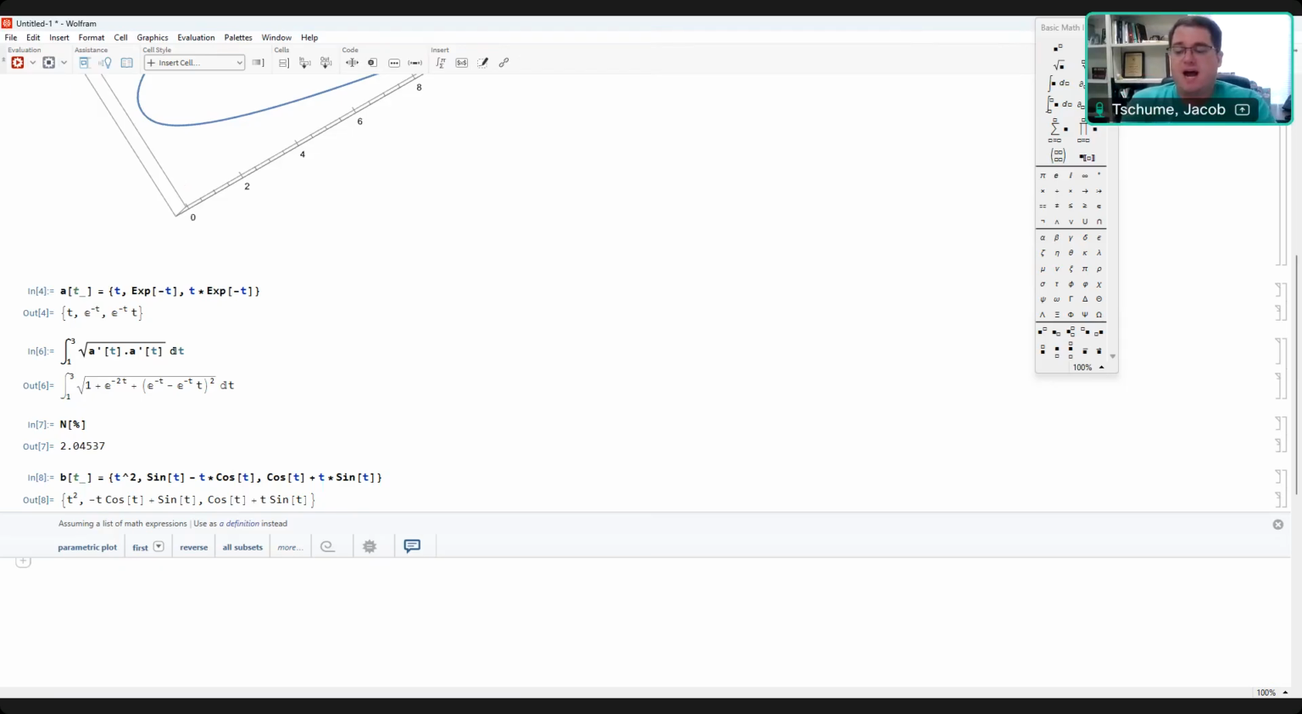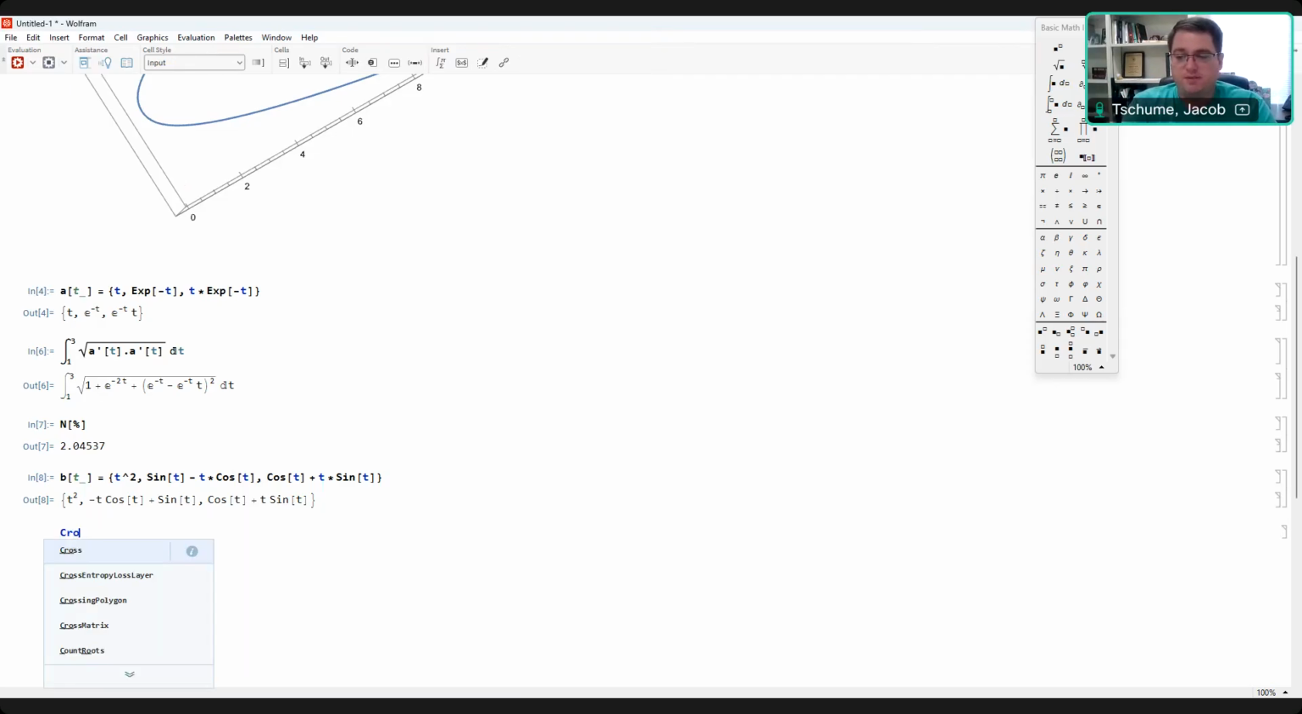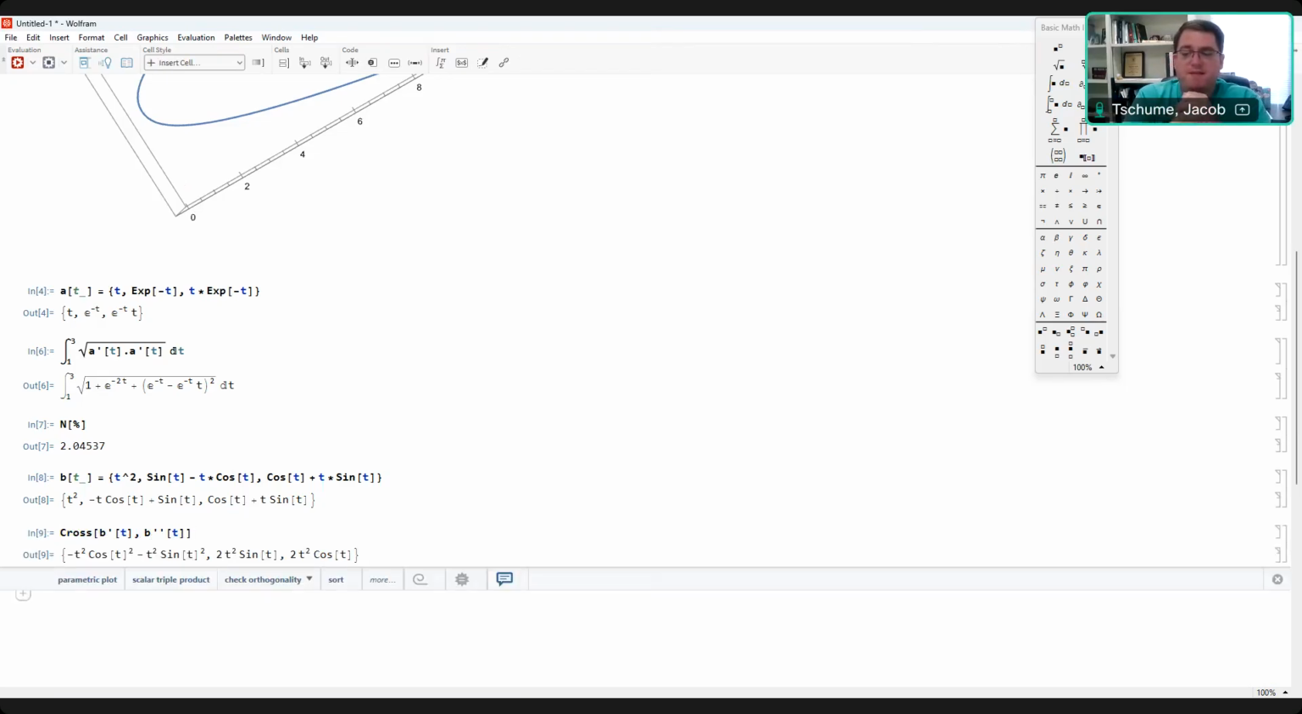For example, I want to find first the cross product part. The numerator of curvature asks us to take the cross product of your velocity and your acceleration. As we know, velocity is the first derivative of b in this case, and acceleration would be the second derivative. So I want Mathematica to find the cross product of those two derivatives with each other. So let's have Mathematica do that first. Okay, so it found that value.